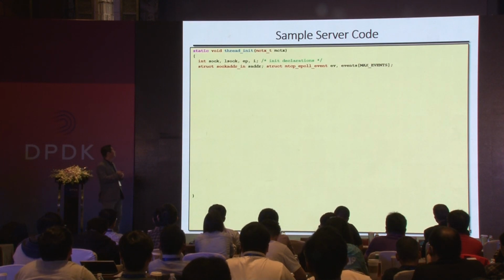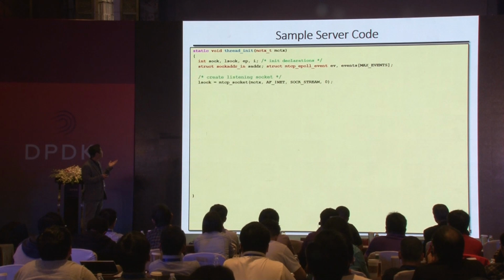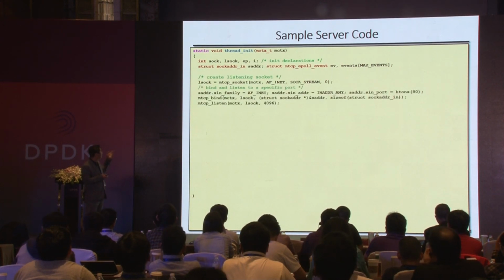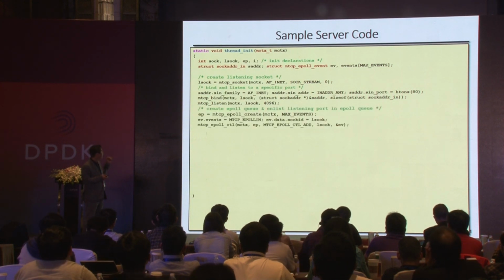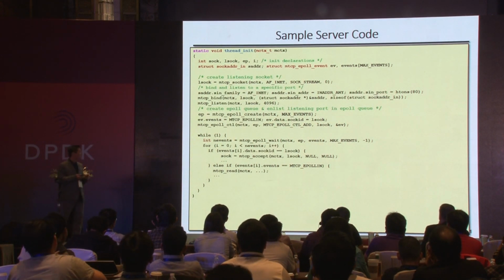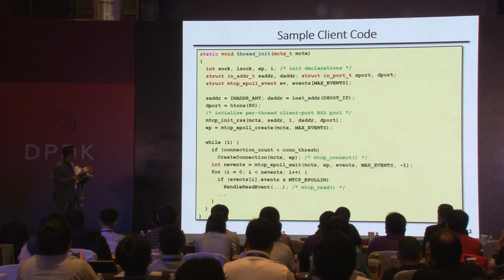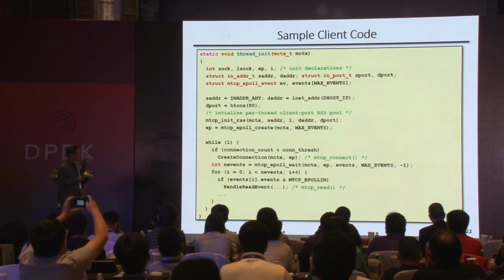So how do you do server programming? It's very similar to epoll programming. You create the listening socket, and then you bind, and then listen on it, and then you call epoll create, and then inside the loop, you wait for events using epoll wait. Same as client code: you create epoll, and then you try to connect.